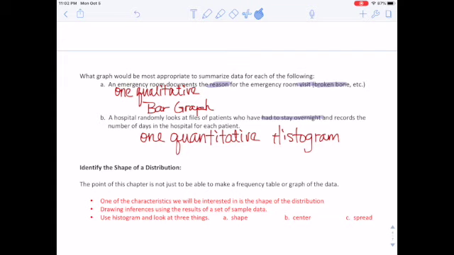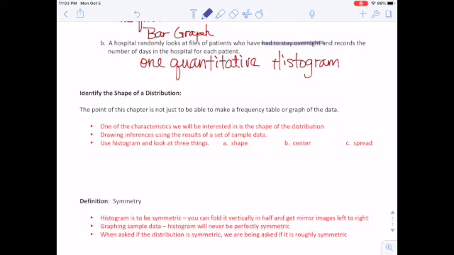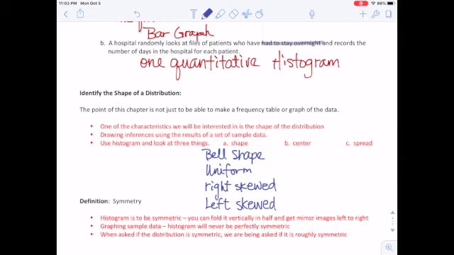Number 3, use a histogram to look at three things: the shape, the center, and the spread. For the shape, we are going to talk about bell shape, uniform, right skewed, or left skewed. Where's the center located? That's number 2. Is it really in the middle? C, spread. Spread is kind of hard to tell right now because that takes other skills, so we will talk about that later on. Right now we are talking about the shape.